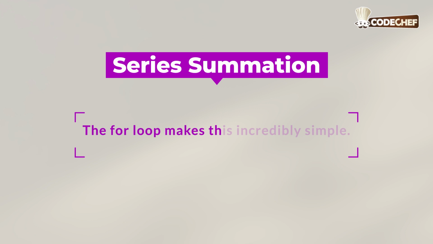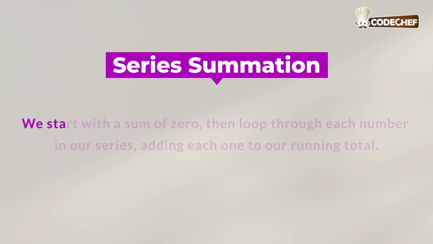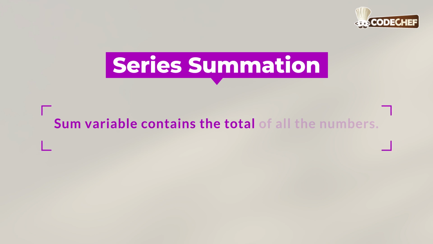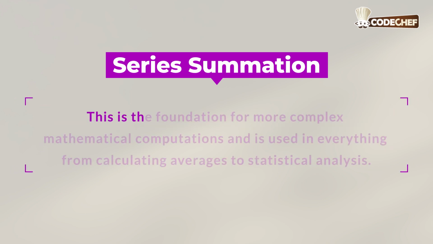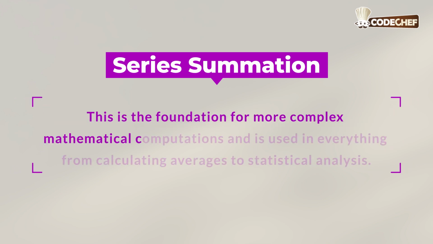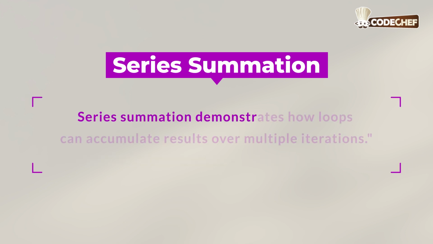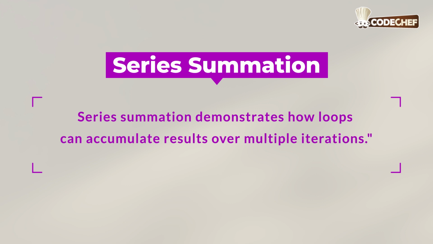The for loop makes this incredibly simple. We start with the sum of 0, then loop through each number in our series, adding each one to our running total. By the time the loop finishes, our sum variable contains the total of all the numbers. This is the foundation for more complex mathematical computations and is used in everything from calculating averages to statistical analysis. Series summation demonstrates how loops can accumulate results over multiple iterations.